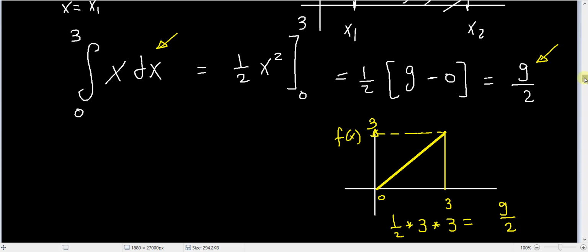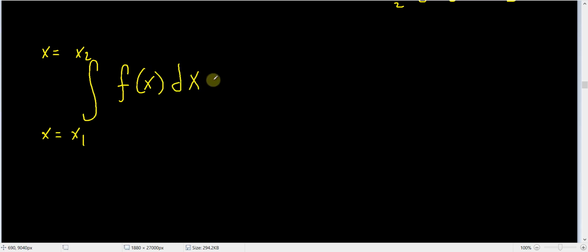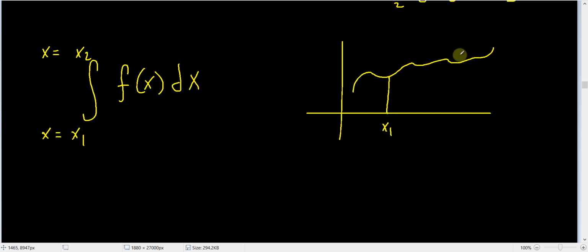Very well, let's have a more detailed look at this theorem or this result right here. I am integrating from x equals x1 up to x equals x2 the function f of x dx. So this is again my function right here, and here is my x1, and here is my x2. Now this symbol right here is actually an elongated S standing for summation. So what the integration is really doing is partitioning this area right here into very small rectangles like that, and like that, and like that, and so on.